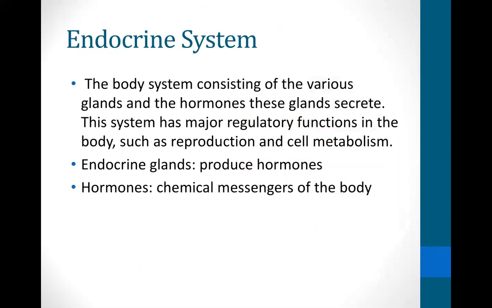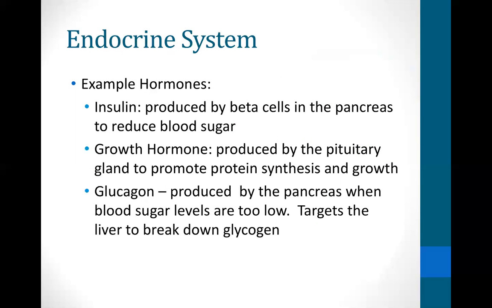Endocrine system. The endocrine system consists of various glands and organs that can secrete hormones. And so the endocrine system has to do with hormone secretion. Example hormones are insulin, produced by the pancreas. Additional examples are growth hormone, produced by the pituitary gland, which is in the brain, and glucagon, another hormone that's kind of opposite to insulin, also produced by the pancreas.